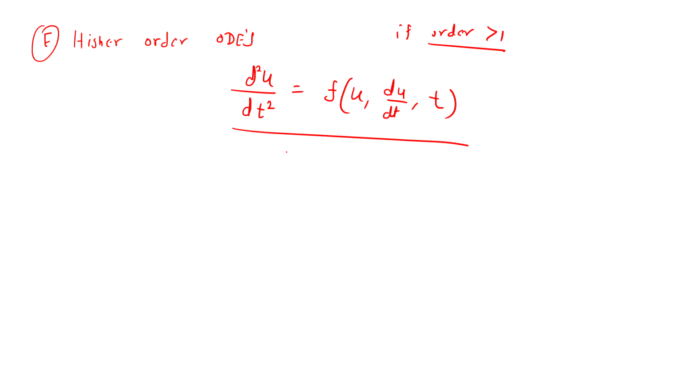And the boundary conditions given for these higher order ODEs are that at t equal to 0, u is equal to u naught, and at t equal to 0, du over dt is equal to v naught. So you can call them u naught and v naught. These values are given, and we need to solve this higher order ODE.